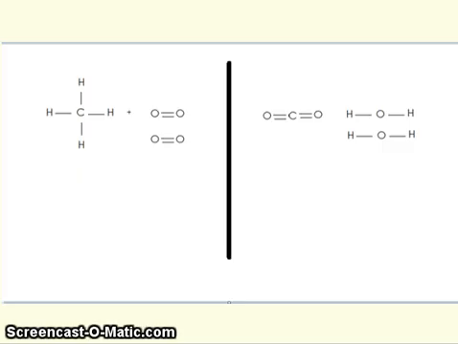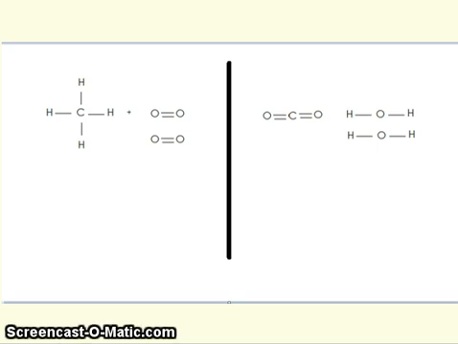Now we need to look at an actual example. Here's an example where you've got methane, which is CH4, reacting with oxygen to give carbon dioxide and water. If you look at the left-hand side, we've talked about how you've got to add up the bond enthalpies of all the bonds you're breaking, and on the right-hand side, you add up all the bonds that you're making.